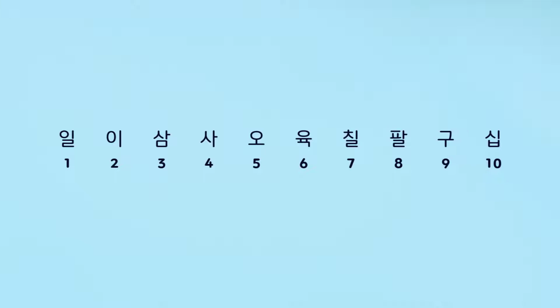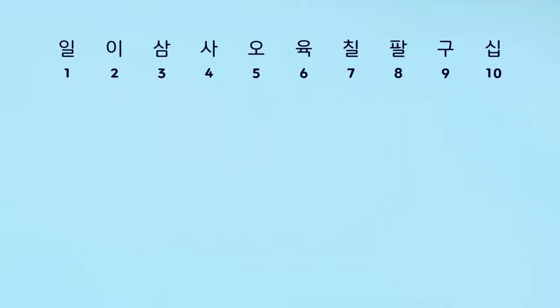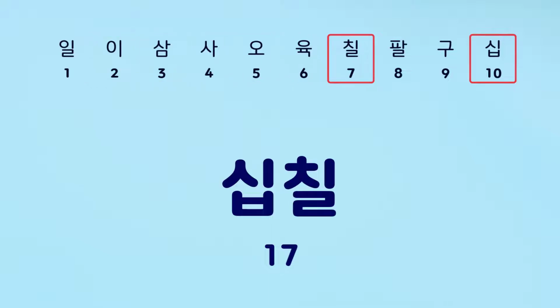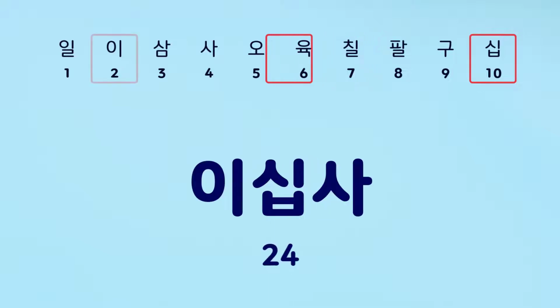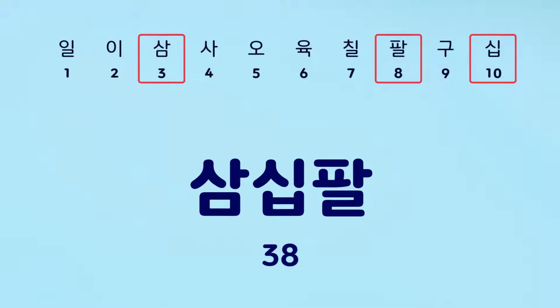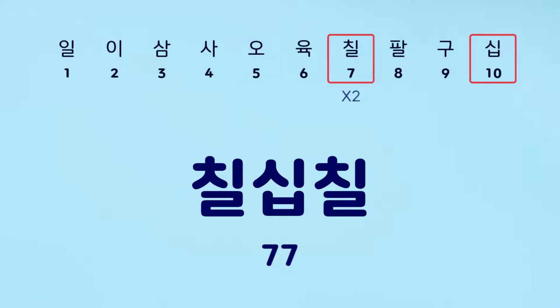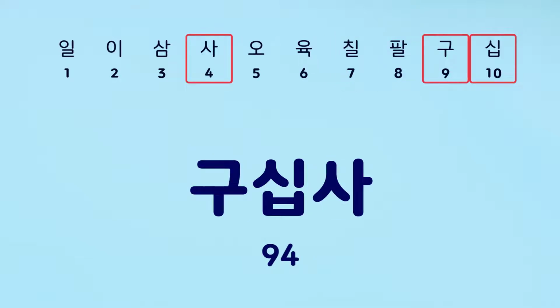Now, developing strong awareness of these single-digit number words, plus 10, is extremely important, as to say any number from 11 to 99 is all about combining these number words together. For example, 12 and 17. And to say 24, we first make 20 by combining 2 and 10 together. So 20 is 20. And then we add 4. So 24 is 24. Following the same formula, 38, 59, 77, and 94.